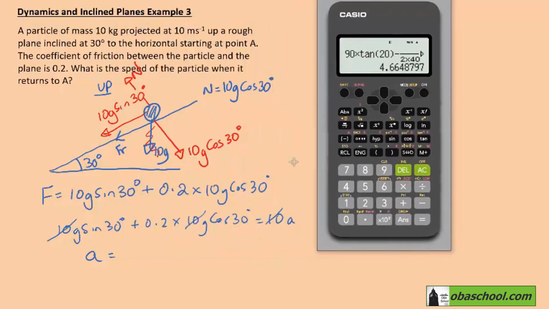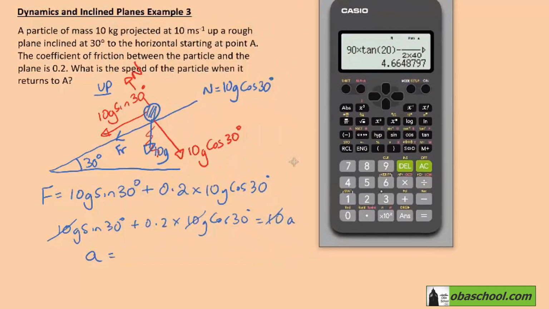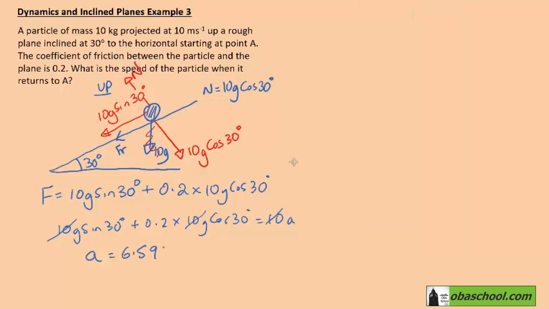So our a here is going to be 9.8 times sine 30, add 0.2 times 9.8 times cos 30, and that's 6.597 meters per second squared.